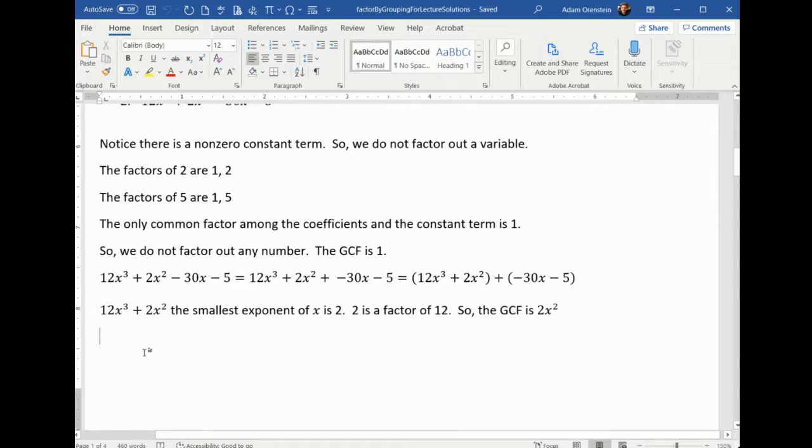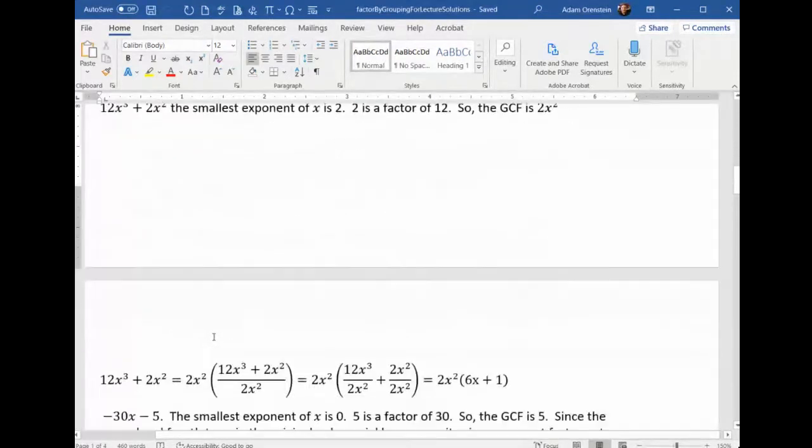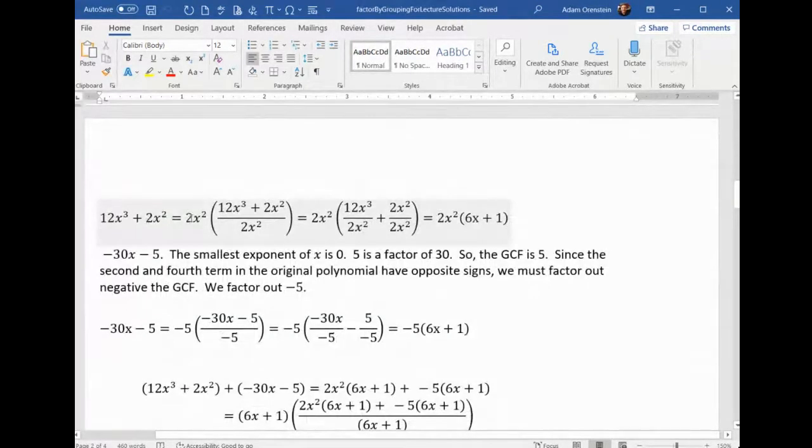So for the first group, the smallest exponent of x is 2. 2 is a factor of 12. In other words, the only factors of 2 we know are 1 and 2, but 2 is a factor of 12. That tells us 2 is the greatest common factor among the coefficients in this group. So the GCF of this group alone is 2x squared. So we factor it out. Factor it out, meaning we divide it into each term.